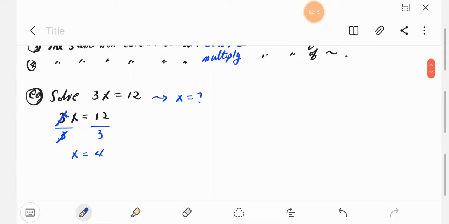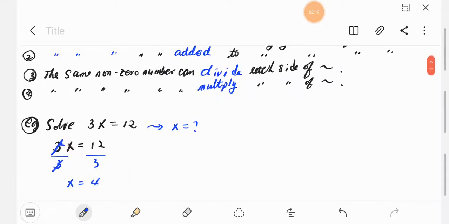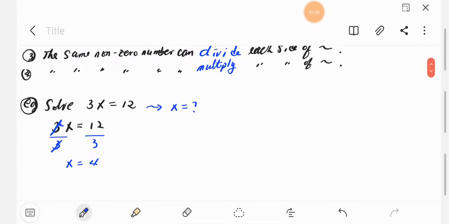So we used the division property. We can use the same number, 3, to divide each side of the equation. So we got x equals 4.